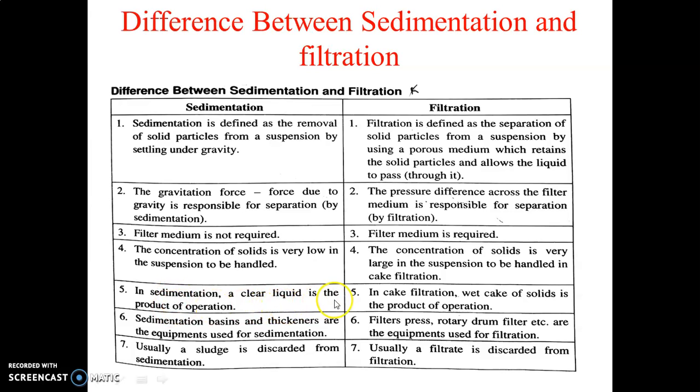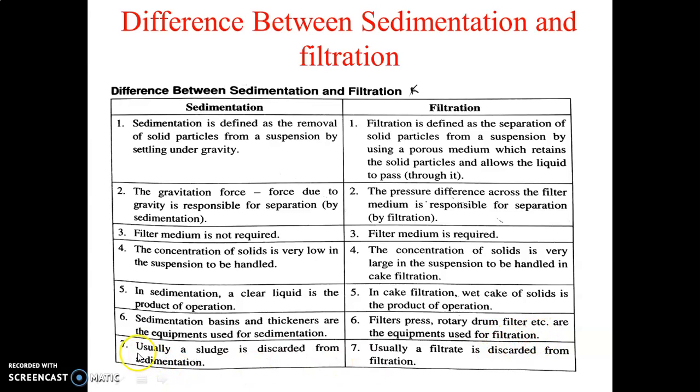In sedimentation, clear liquid is the product of the operation. That means we are interested in a clear liquid, not in solid material. In case of filtration, the wet cake is our product, not the liquid. So this is another difference. Next difference is equipment. Sedimentation basins and thickeners are the equipment used for sedimentation. In case of filtration, we are using filter press, rotary drum filter, vacuum filters. So these equipments are used in filtration.